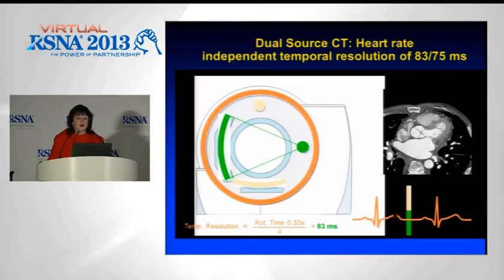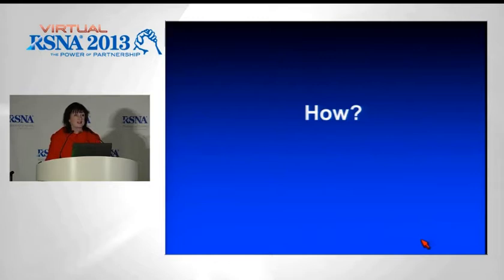And what does that mean? Well, it means that you can acquire very crisp images even with a fast heart rate. And this machine we have is the prototype machine, a dual source scanner, which has an 83 millisecond temporal resolution and provides excellent pictures.